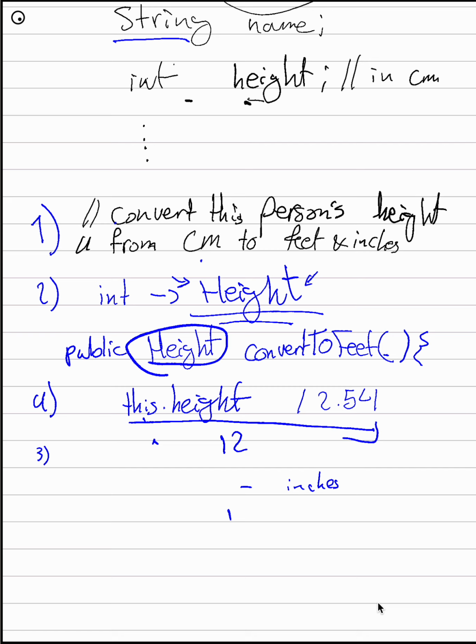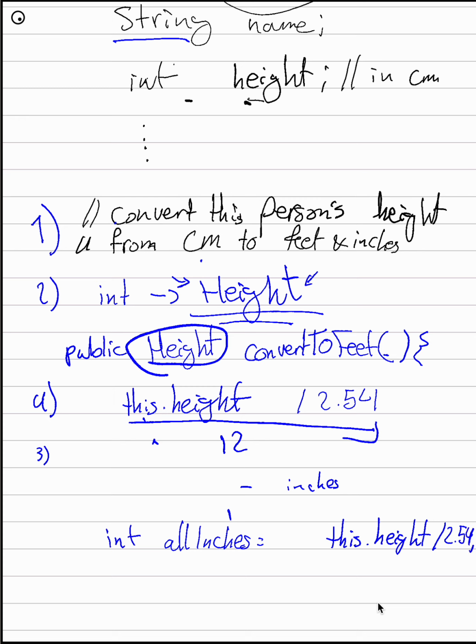Okay, excellent. So let's get started. First, I want to have all inches. What is the type of all inches? We said they're both ints. Right, it should be an int since it's going to be a whole number. So it's going to be int all inches, and it's going to be this dot height divided by 2.54.